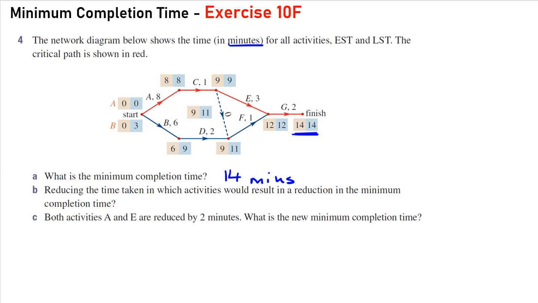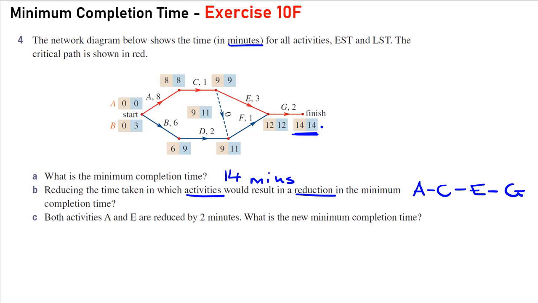Part B, reducing the time taken in which activities would result in a reduction in the minimum time. So we want to reduce anything on the critical path. So if we're going to list that, anything: activity A, activity C, activity E, or activity G. They're the activities that we could reduce to reduce this overall time.